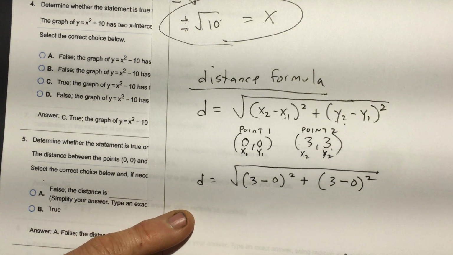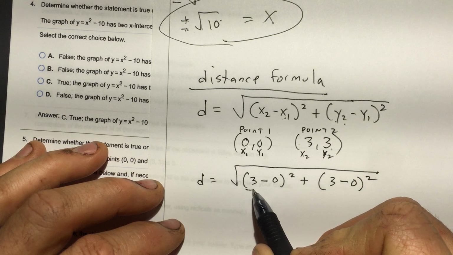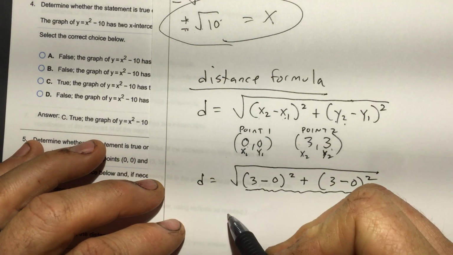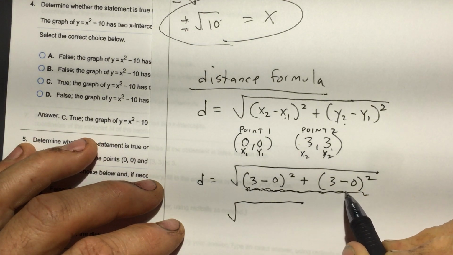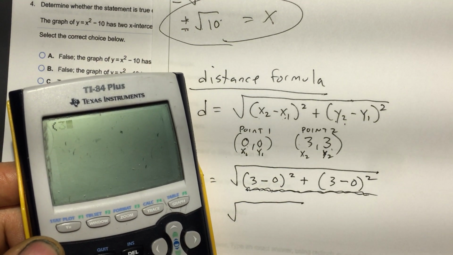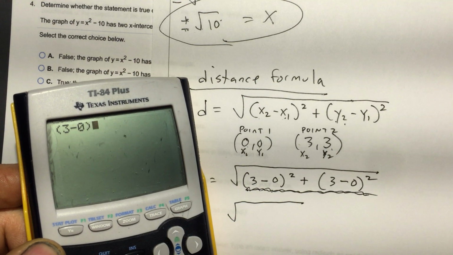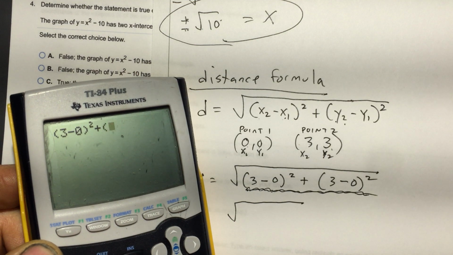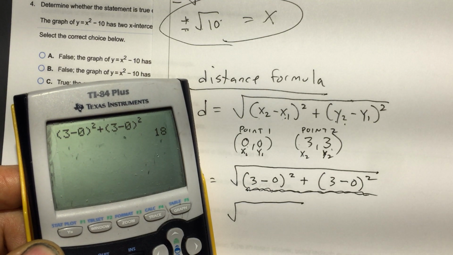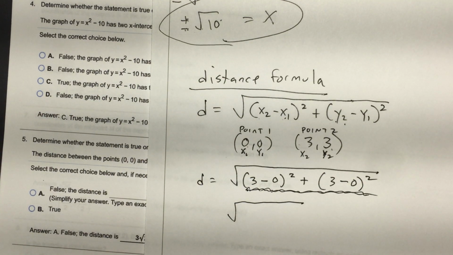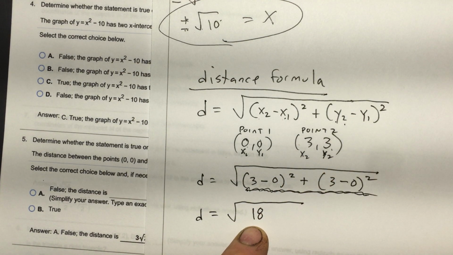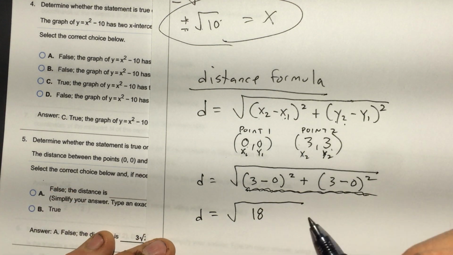Now, what you can do is you could type all this in, but not the radical. You don't type the radical, so I'm going to leave my radical, but I'm going to type all this in. So I get my calculator here. I'm going to have 3 minus 0 squared plus 3 minus 0 again squared, and it comes up to 18. So the distance equals the radical 18. Well, that's not a perfect square, so that means we're going to have to simplify it.